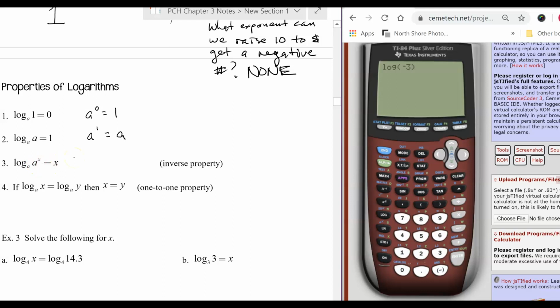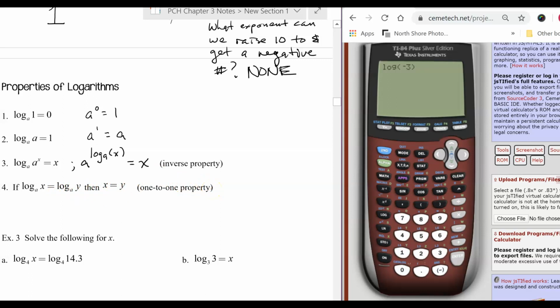And if we rewrite that, we would have a to the log base a of x is equal to x. Okay, so this is called the inverse property. And then number 4, if log base a of x is equal to log base a of y, then x is equal to y. That's called the one-to-one property.